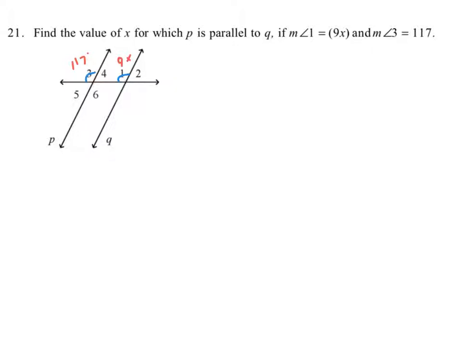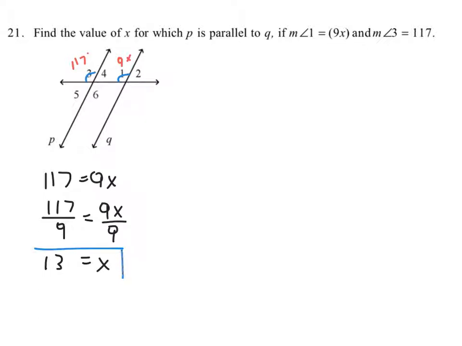Okay, and we find the value of x by setting 117 equal to 9x. Then we divide both sides by 9. What we get is 13. If x was 13, 9 times 13 is 117. So that would make those angles equal in measure, and therefore the lines are parallel.